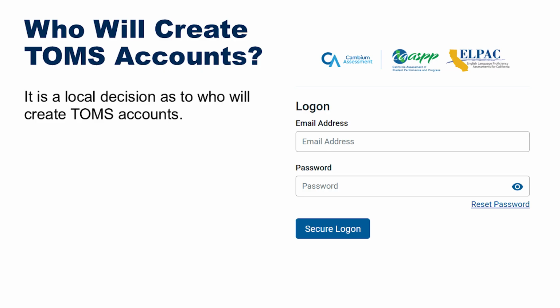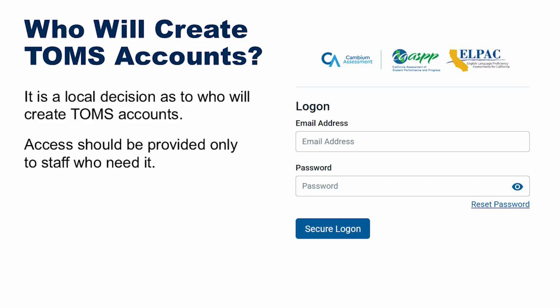It is a local decision as to who will create TOMS accounts. It is also a local decision as to what role to assign to specific staff members. It is recommended to use the process already in place at your local educational agency, or LEA. Remember, access should be provided only to staff who need it.